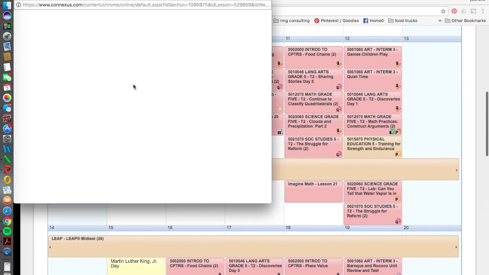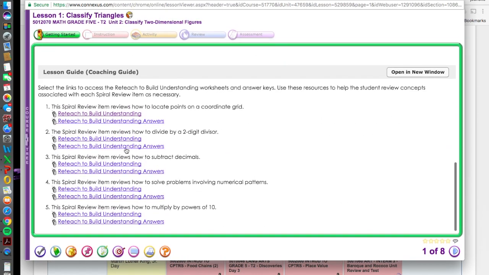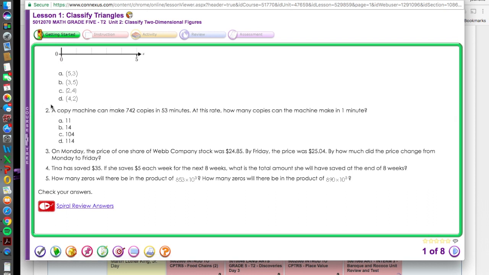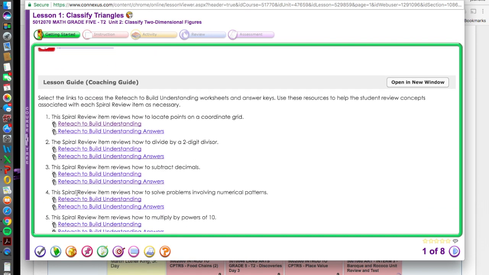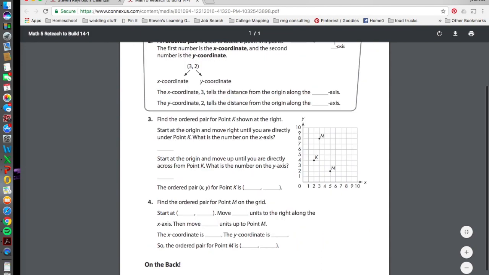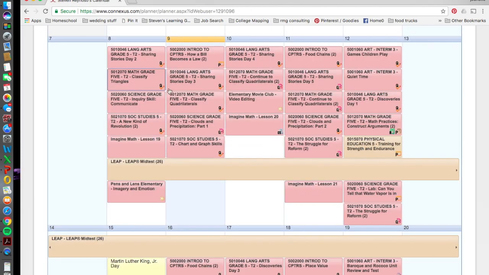For math, what I am looking for when I scroll through math, I know that he has a spiral review. I look through the questions. I say, oh no, it's a word problem. How's he going to do on this? Anyway, so I look at those and see if there's any ones that he doesn't understand. Then I will click on the reteaching to build, and I'll print it out and have it ahead of time.